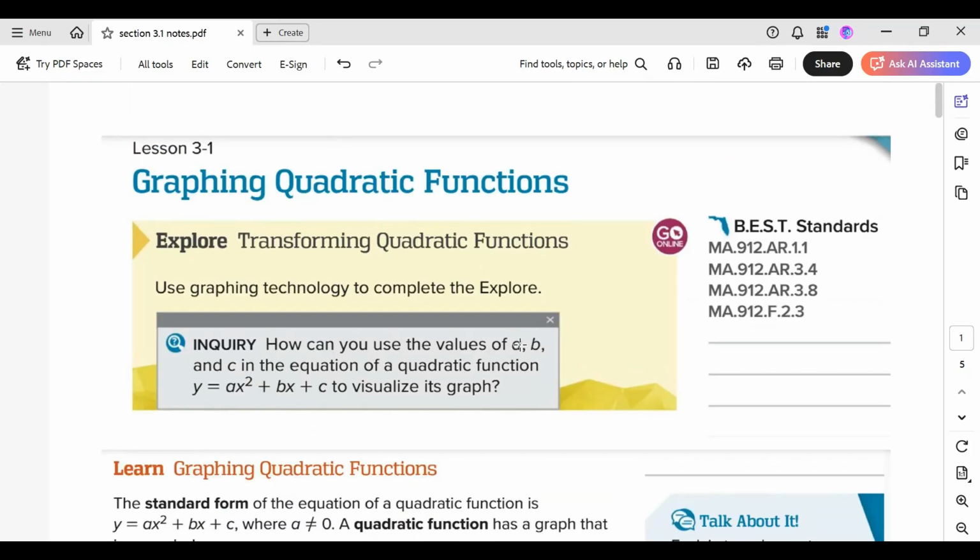Lesson 3.1, Graphing Quadratic Functions. Standards: MA.912.AR.1.1, 3.4, 3.8, and F.2.3.